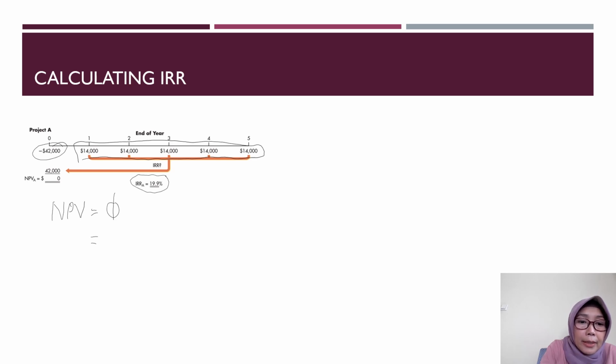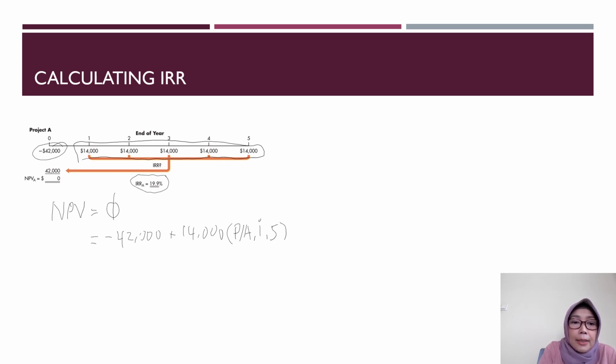So I can write it down here. This is negative 42,000 plus 14,000, because this is an annuity. Then we have to make this amount of annuity into a present value. So I'm going to have this P over A with the IRR, or i, I'm just going to write down i. And then how many years? This is 5 years.